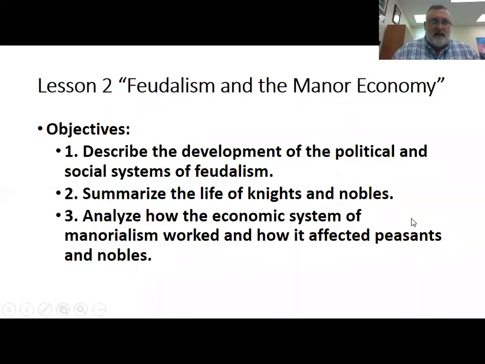Welcome back. I'd like for us to cover the second lesson in topic one, which deals with the development of feudalism and the manor economy. So, three things that you need to focus on as you look at this lesson.